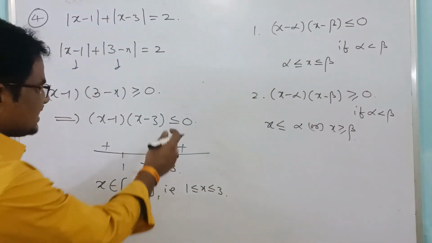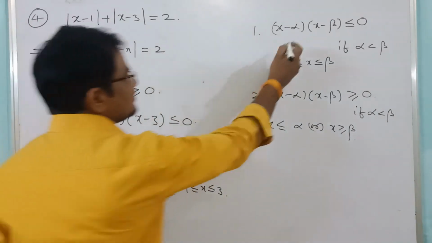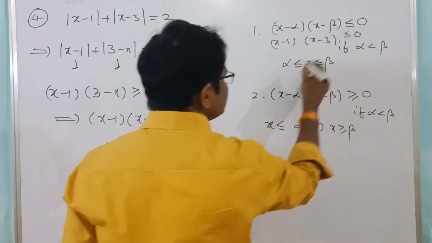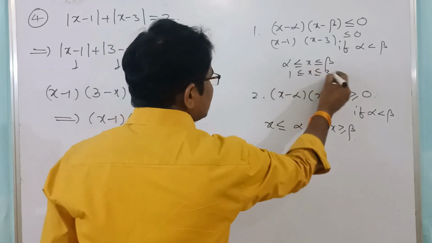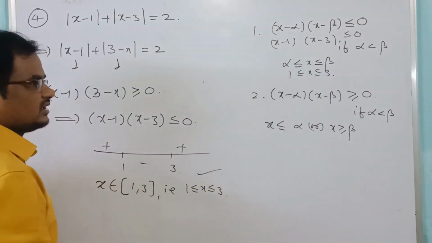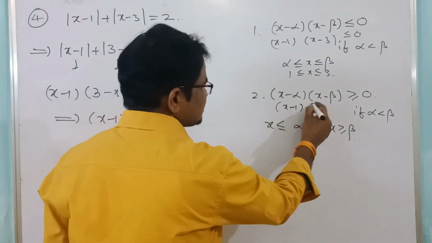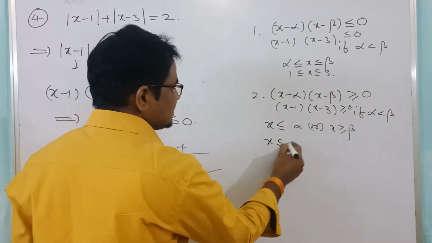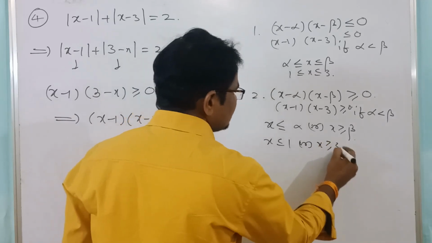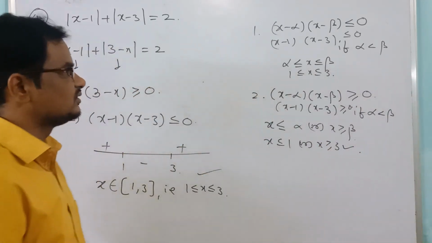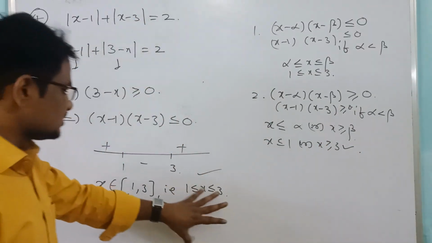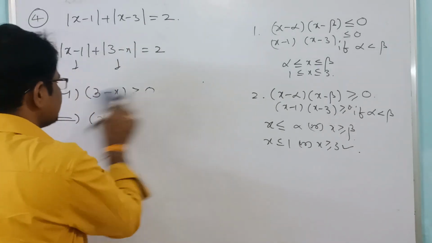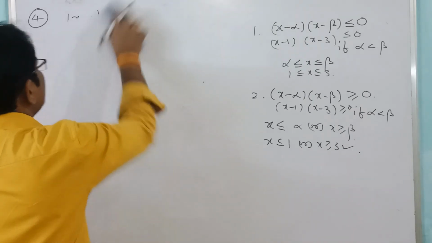So here what is there? Less than or equal to is there, no? So if you write here (x minus 1)(x minus 3) less than or equal to 0, it means 1 less than or equal to x less than or equal to 3. Directly you can write. Suppose it is (x minus 1)(x minus 3) greater than or equal to 0, it means x less than or equal to 1 or x greater than or equal to 3. Like this we have to write directly. Okay, no? Now this is the solution of this equation by the first method. Now see the second method, that is also an important one.